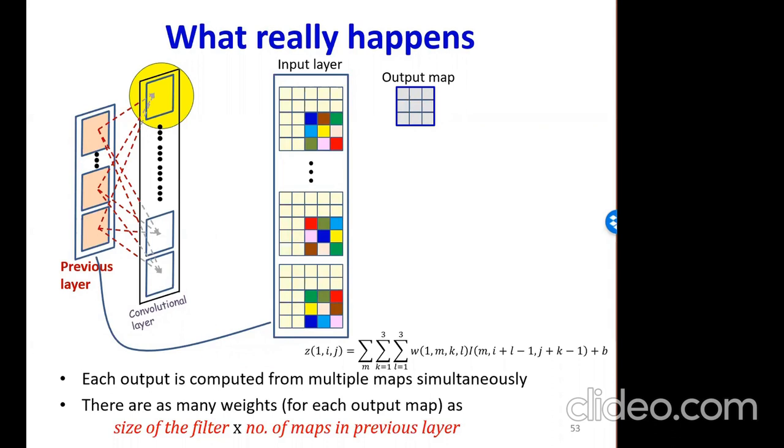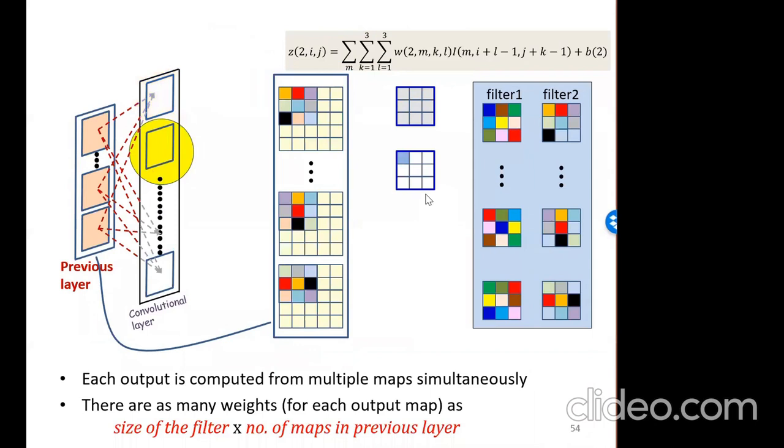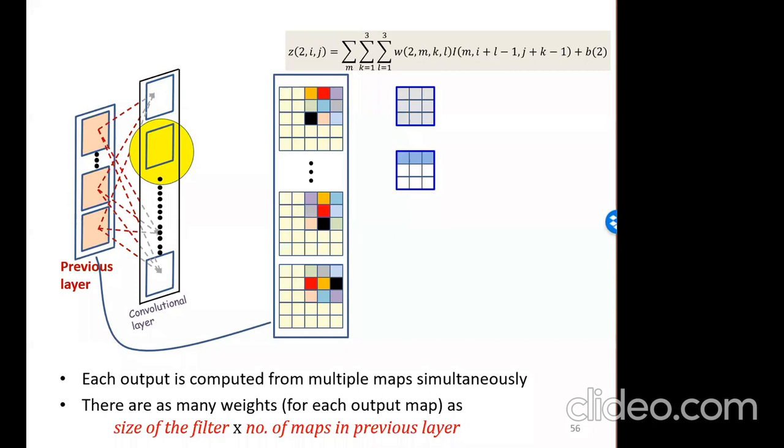Now, this gives you only one output map. To compute a second output map in the next layer, we will need a second filter, which is different from our first filter. And the second filter is going to be scanning the input to compute the second map. Now, is this making sense to everybody? Questions?